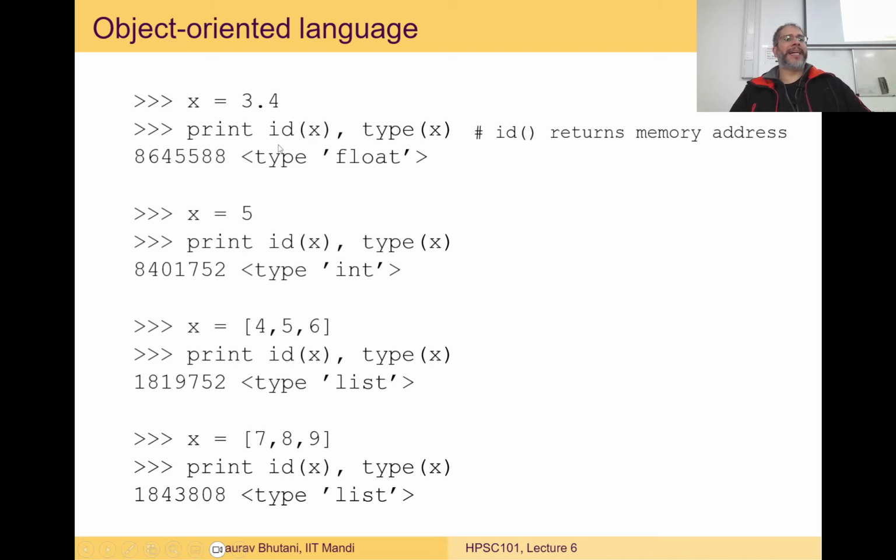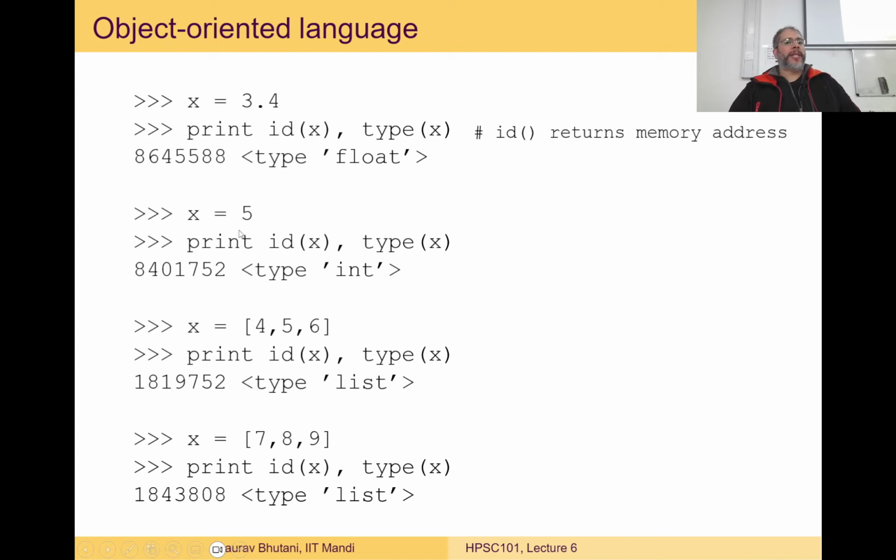Now if I say print id of x, id is a function in Python that returns the memory location of the object. So this gives you some number. This number basically points to some memory location in the RAM or the memory of the computer. And if we say type of x, in this case it will return float. So this float here is an object, is a class. So basically it says that your x is pointing to an object which is of type float.